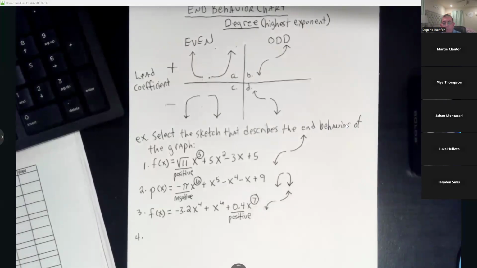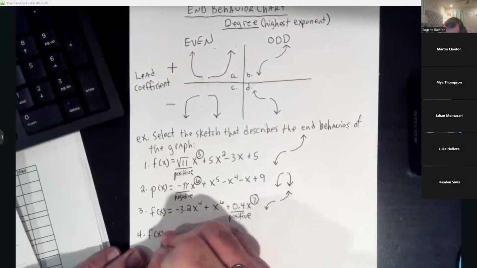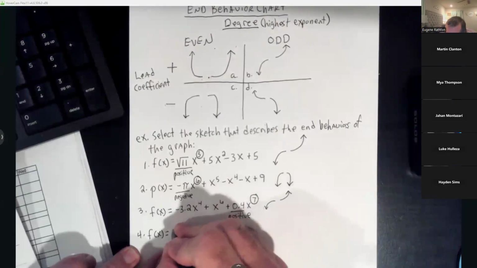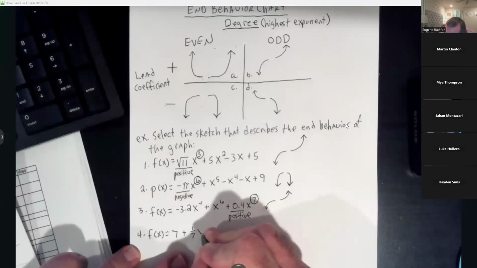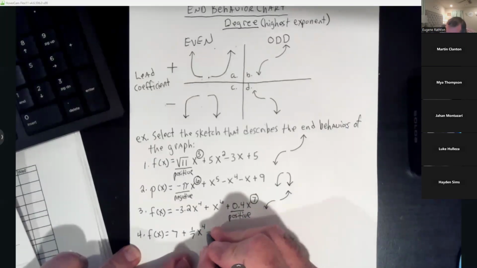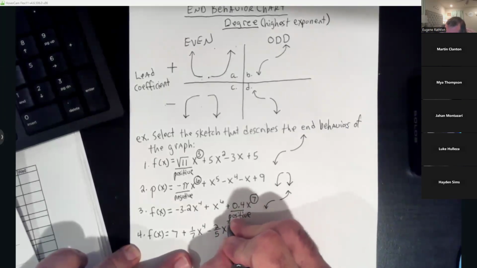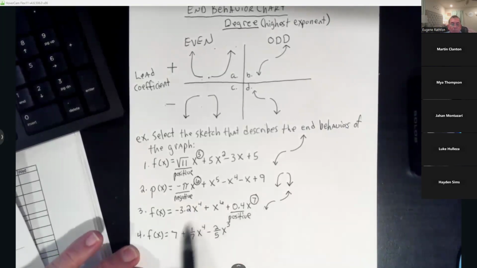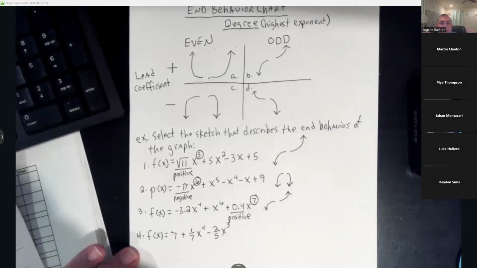All right, y'all. So one more of those, and then we'll move into something different. So f of x equals 7 plus 1 over 7x to the fourth minus 2 over 5x to the third. Y'all, this one's all mixed up. So find your degree on here and then find your lead coefficient and tell me, is this one A, B, C, or D?